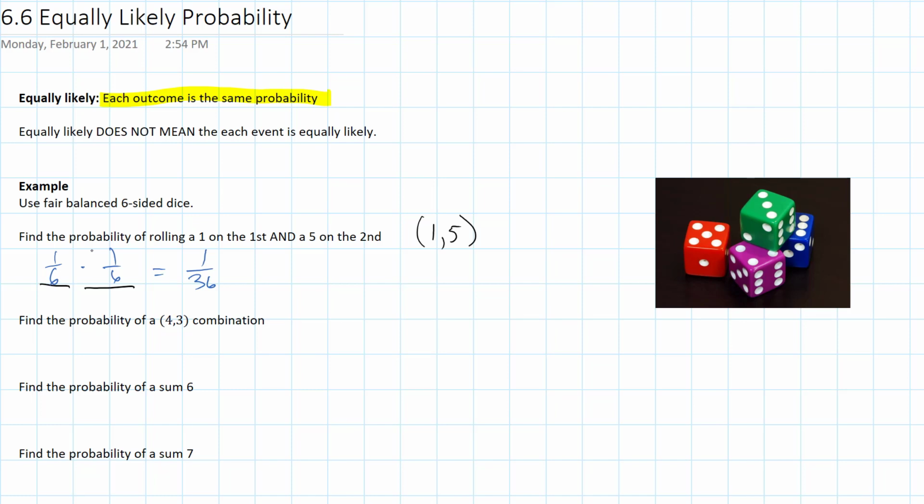If we consider the probability of a 4-3 combination, there's one way to get it on the first and one way to get it on the second. There's 36 possible outcomes, so we're going to get 1 out of 36 again. But that shouldn't be surprising at all.